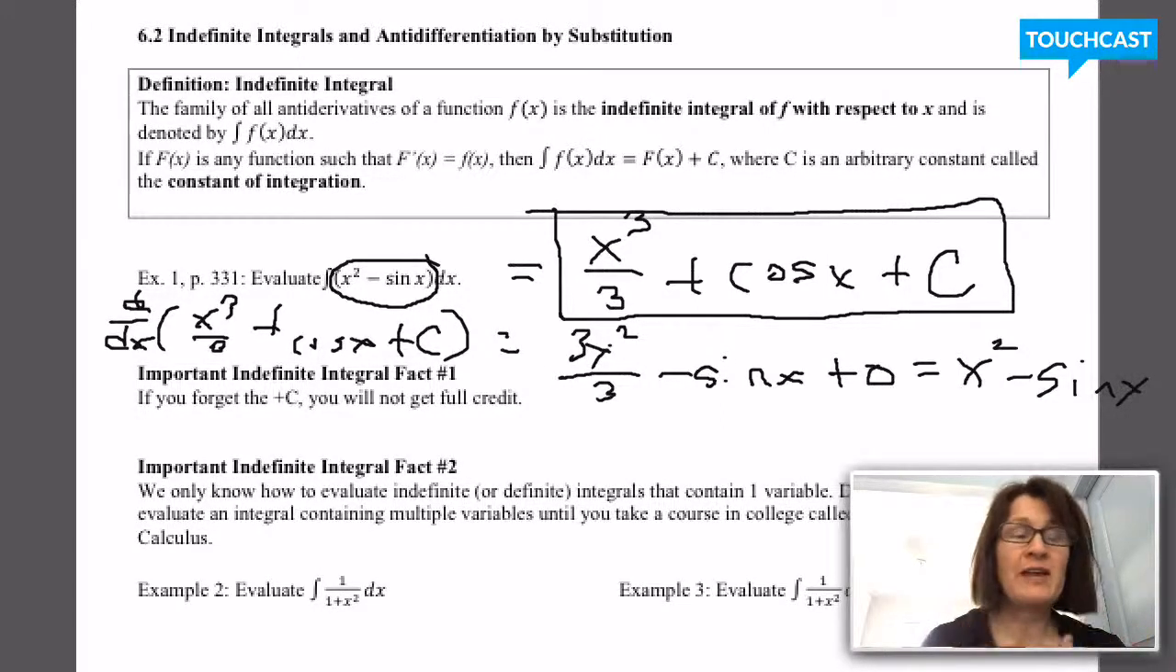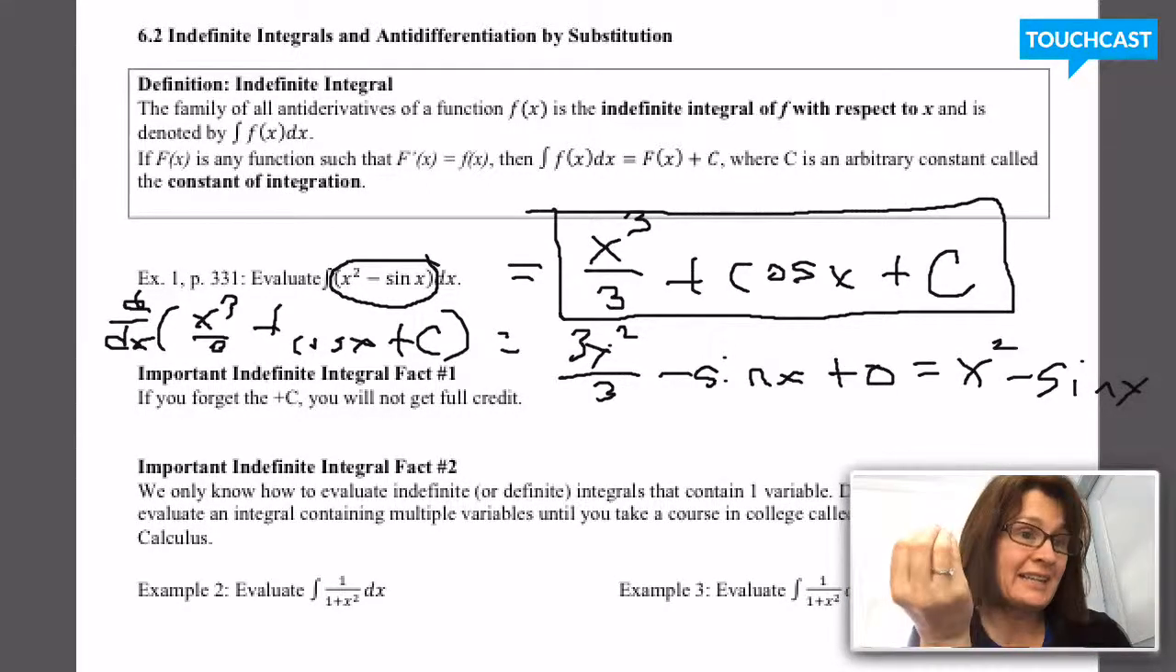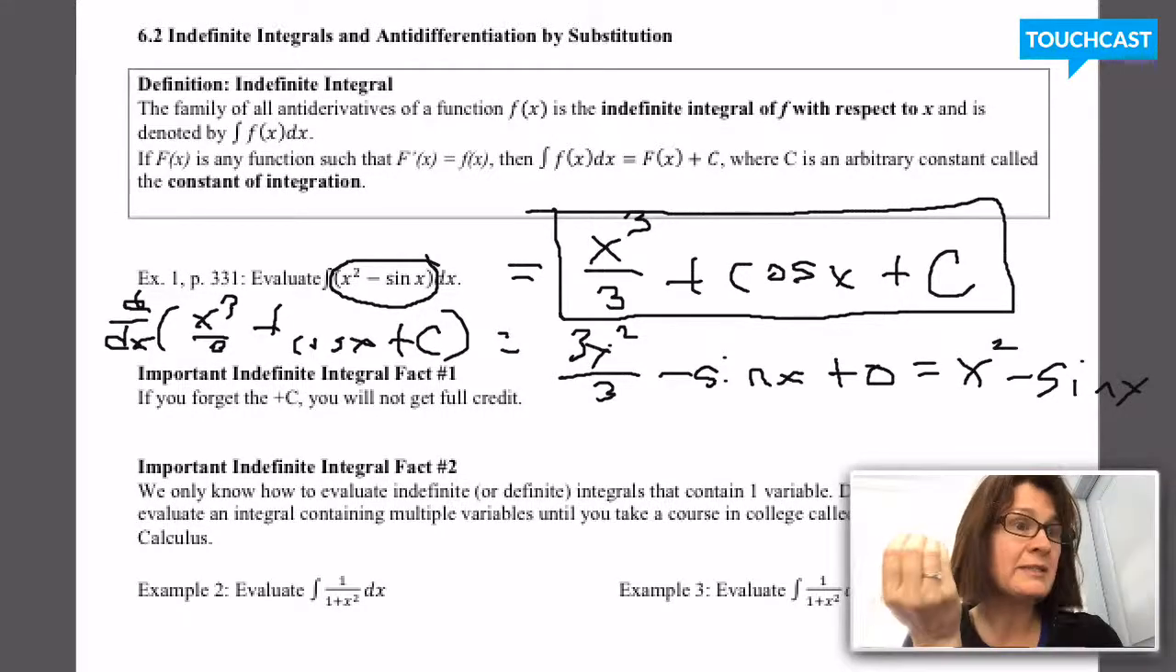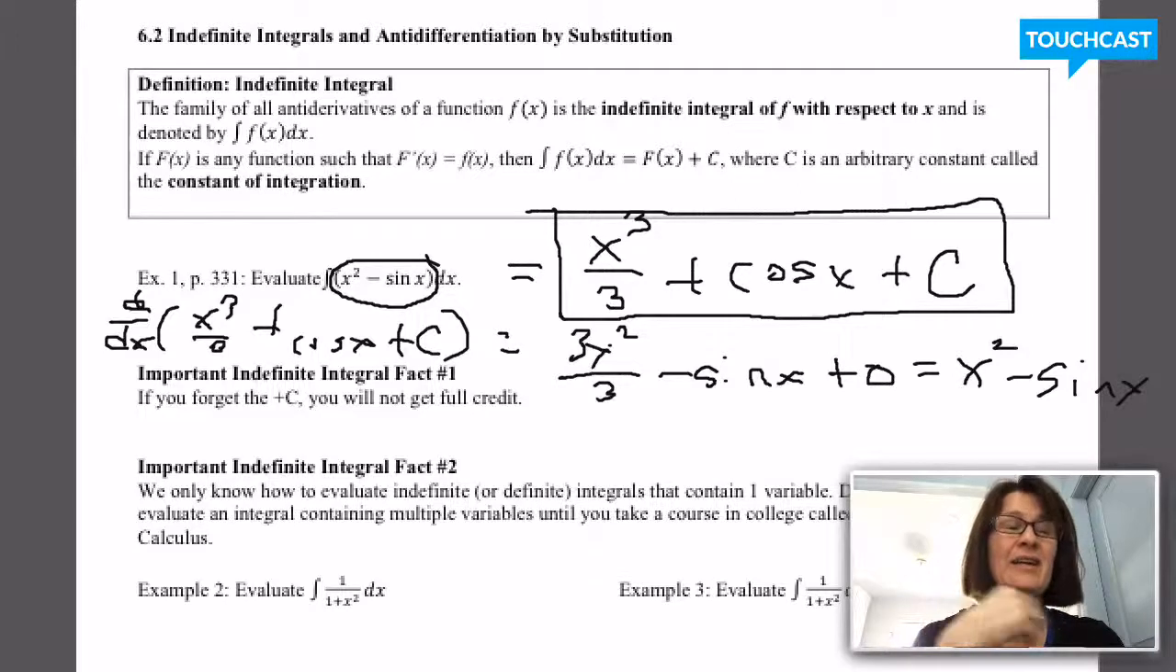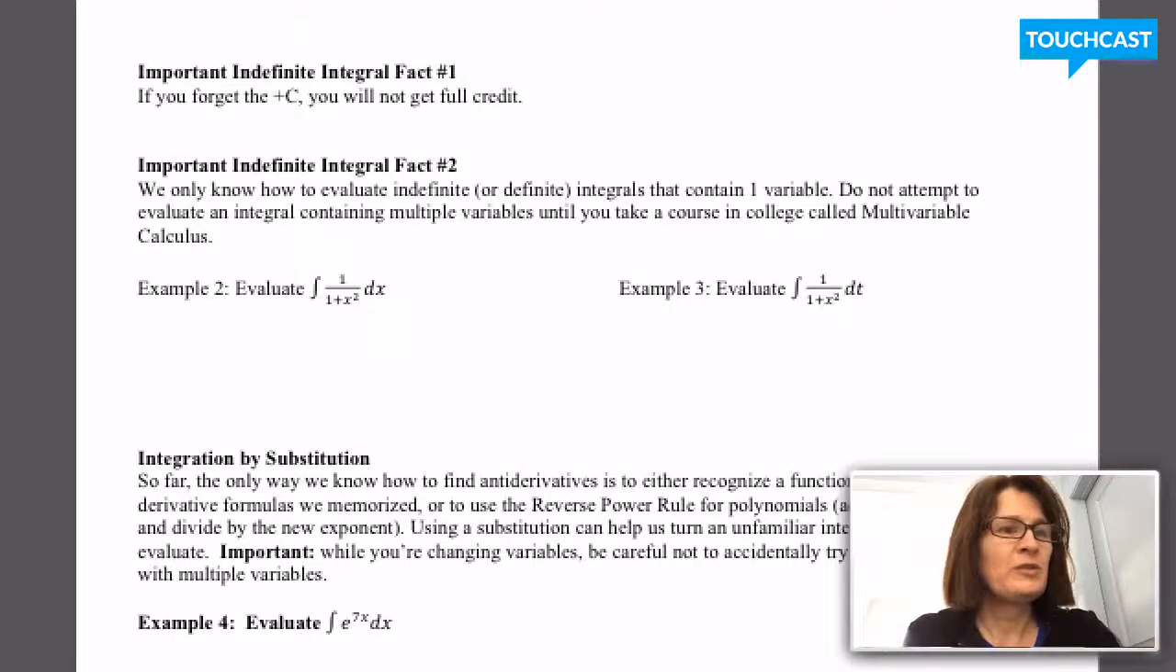In first year calculus, we only ever use integrals that have one variable. Now, sometimes you'll have another letter, a second letter inside your integral, but you've been told that it stands for a constant. So that's a constant, but we only ever integrate when we have one variable. So make sure you don't accidentally try to evaluate an integral that contains 2 variables. So, a super quick example to show you what I mean.